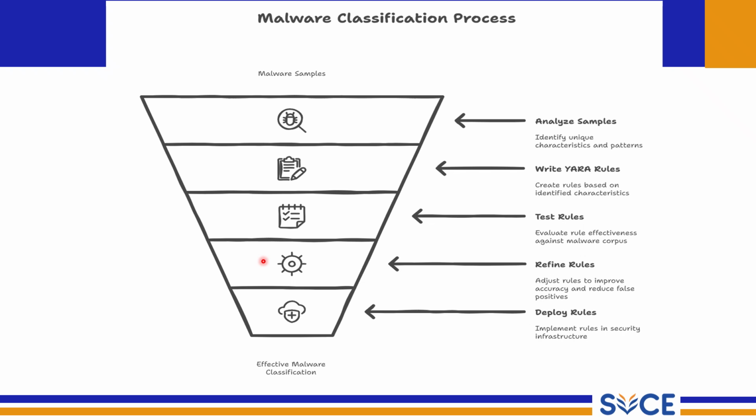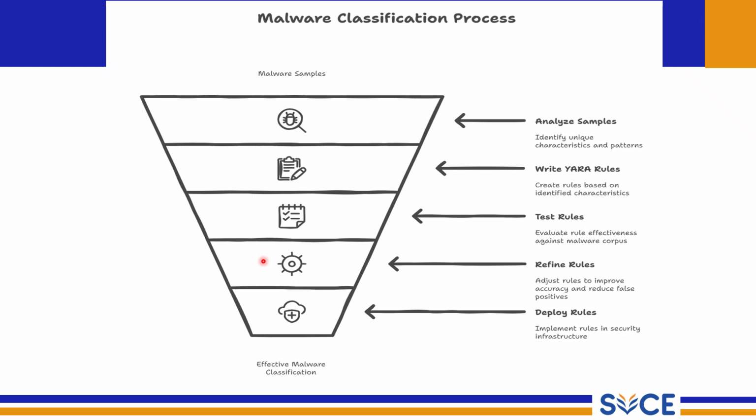positives. And test the rule, that is testing the rule against a large corpus of malware samples to ensure they're effective and do not generate too many false positives. Okay, and refine the rule, that is refining the rule based on the test results, you have to adjust the strings, conditions, and other parameters to improve the accuracy and reduce the false positives. And deploy the rules. So deploy the rules to your security infrastructure, such as your endpoint detection and response, that is EDR system, or your threat intelligence platform.